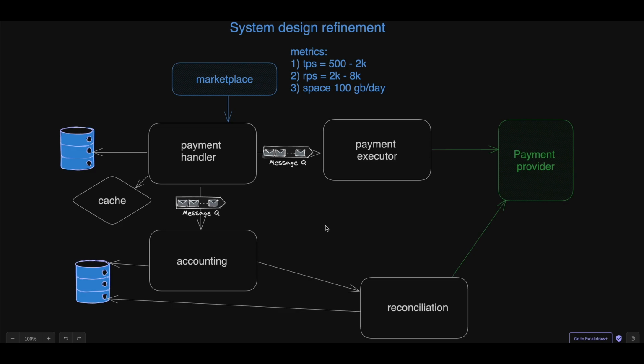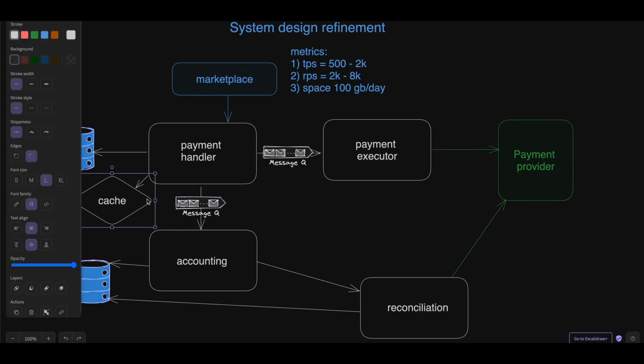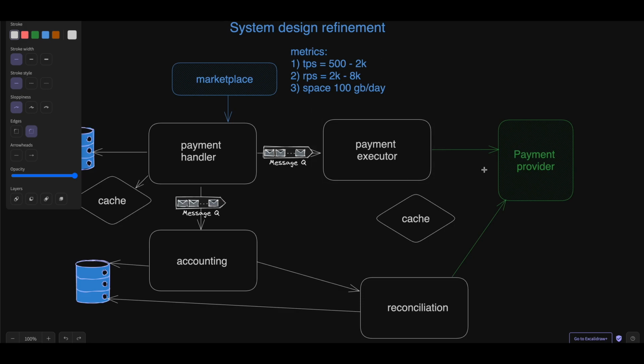All right. Now let's think where else we might need it. I think for payment executor, it's also a good idea to keep a cache, because at times like Black Friday, maybe a third-party provider won't be able to process in time, and we need to store some data in cache, so as not to lose it in a swamp.